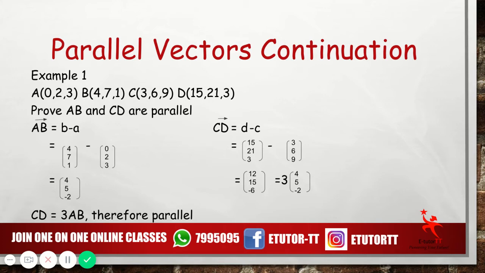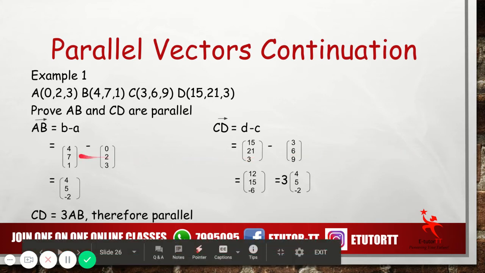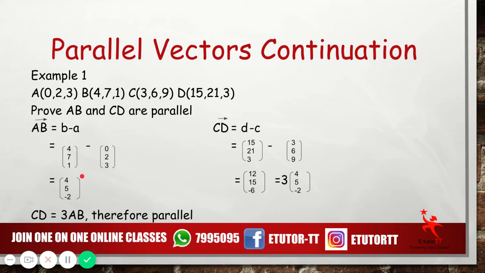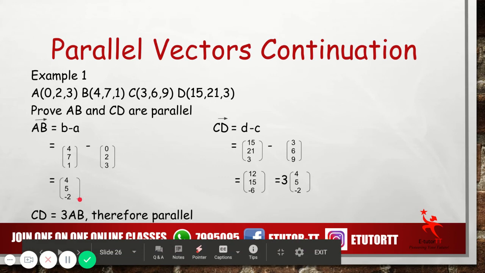Example 1. A is (0, 2, 3), B is (4, 7, 1), C is (3, 6, 9), and D is (15, 21, 3). Prove AB and CD are parallel. So vector AB is equal to B minus A, which is (4, 7, 1) minus (0, 2, 3). So we do the first values. 4 minus 0, we get 4. 7 minus 2, we get 5. 1 minus 3, we get negative 2.